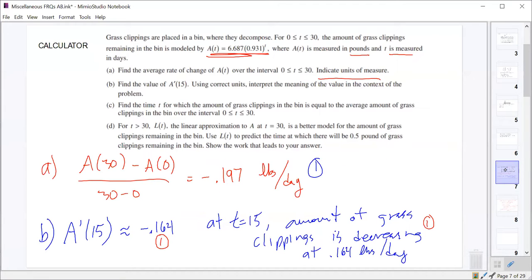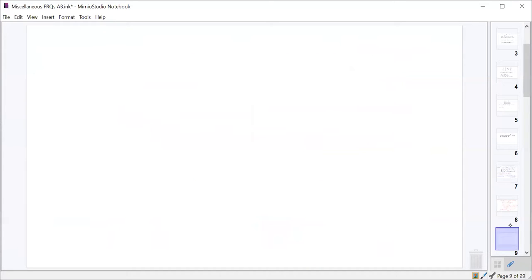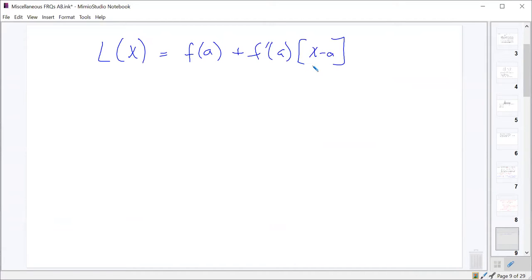It says for t greater than 30, the linear approximation of A at 30 is a better model for the amount of grass clippings. Use L of t to predict the time in which there will be a half a pound of grass clippings. So what is the linearization formula? The linearization of some function at x is equal to the function at a plus f prime of a times x minus a. That's our linearization, right? Everybody remember that?